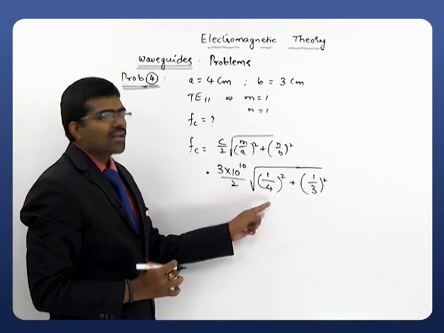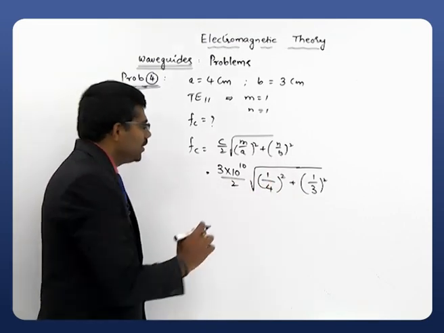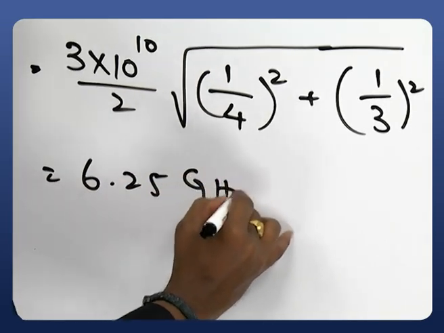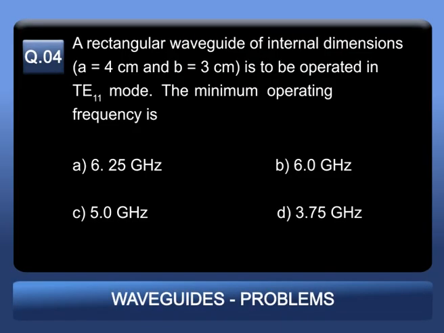Now take a calculator and simply calculate this one, then you will get an answer of 6.25 gigahertz. This answer is available in option A. So option A is the correct answer.